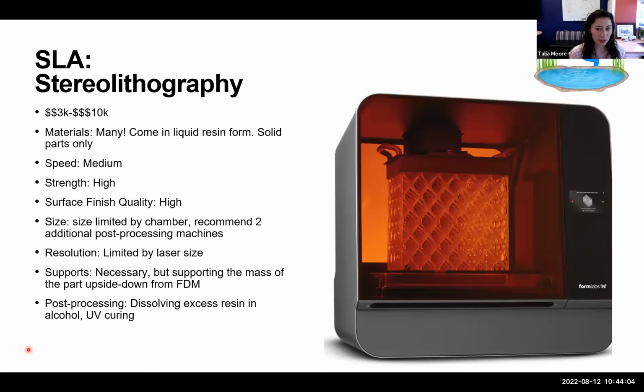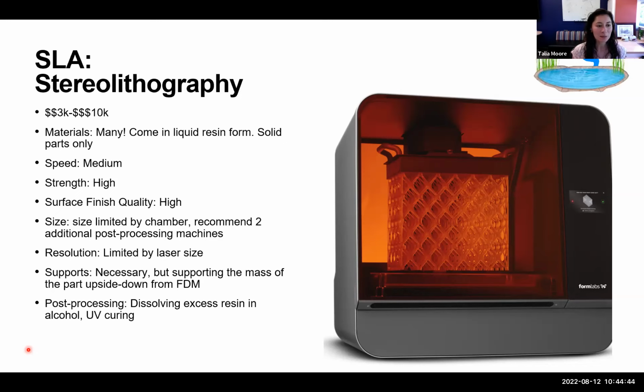So SLA, stereolithography, is also really, really popular. And we're getting into these resin-based 3D printing methods. It's moderately priced. You can get a cheaper SLA 3D printer for around $3K, but you can also go up to the tens of thousands of dollars. There's a ton of different materials you can use. A lot of them are harder, but some of them are also flexible and elastic. And they come in lots of different colors. Some are durable. I even 3D print in high temperature resin.